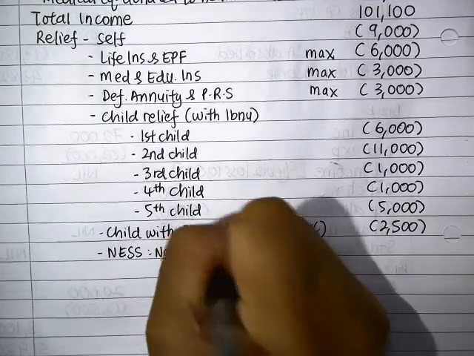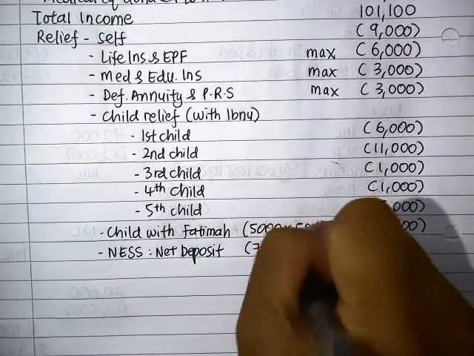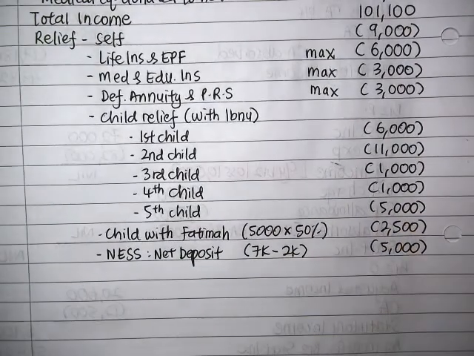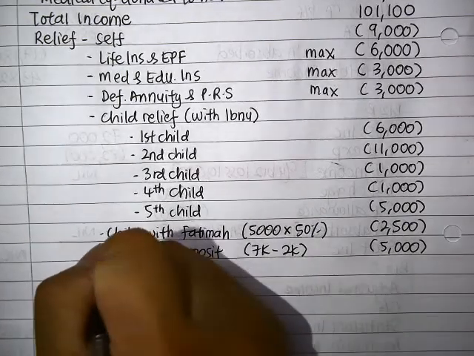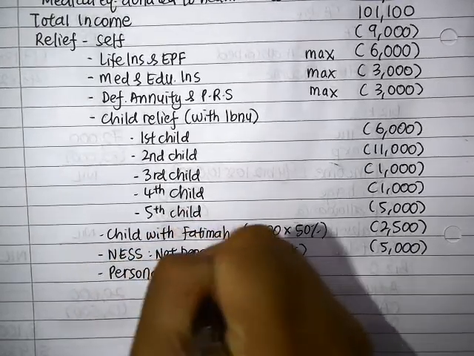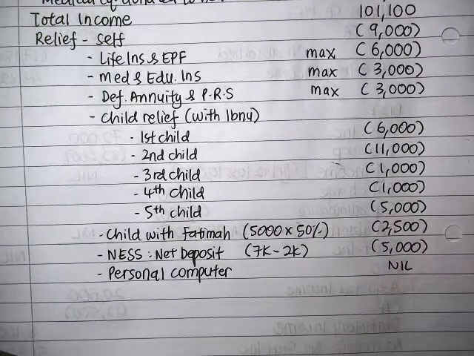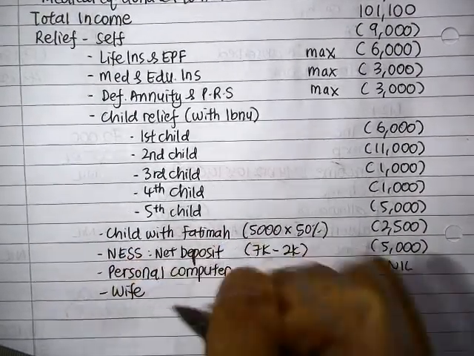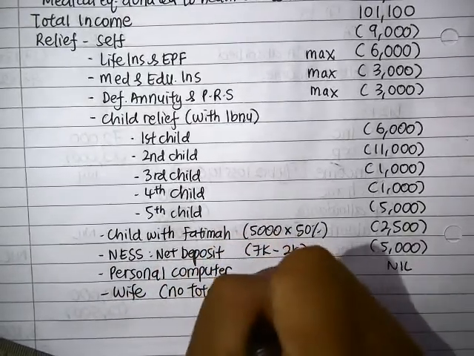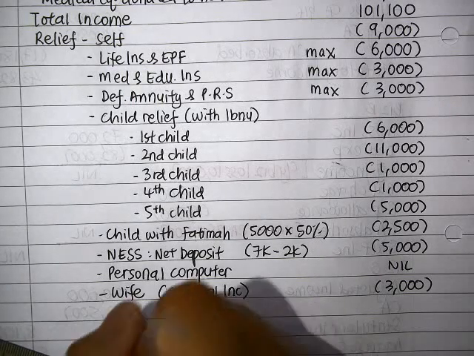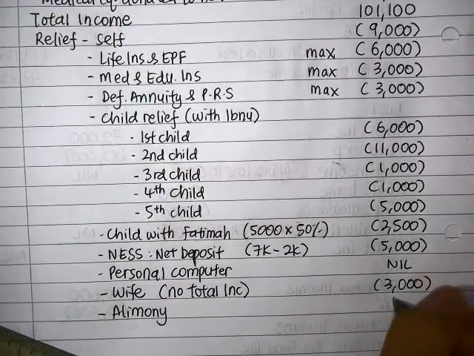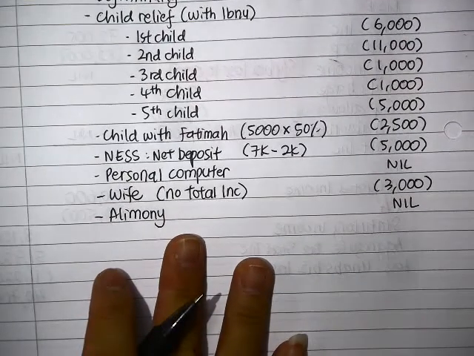Okay, the National Education Savings Scheme. We are taking the net deposit. So 7 minus 2. Maximum is 6,000. So you can claim all the 5. Alright. Okay, so after the NESS, they mentioned to you about personal computer. Now this personal computer will not qualify for relief because you claimed them just a year ago. Now the wife has no total income, so you're going to get wife relief 3,000. So nothing to do with alimony, as you already claimed relief for wife, so there's no more relief for alimony.